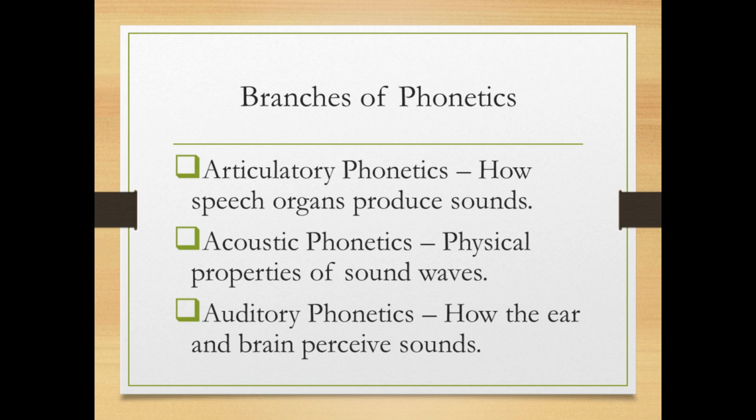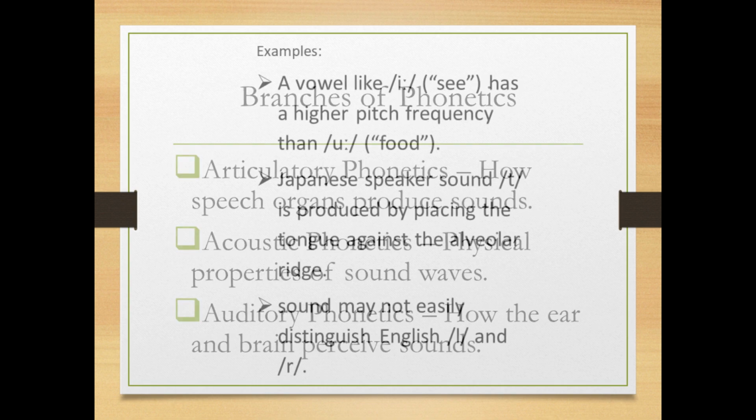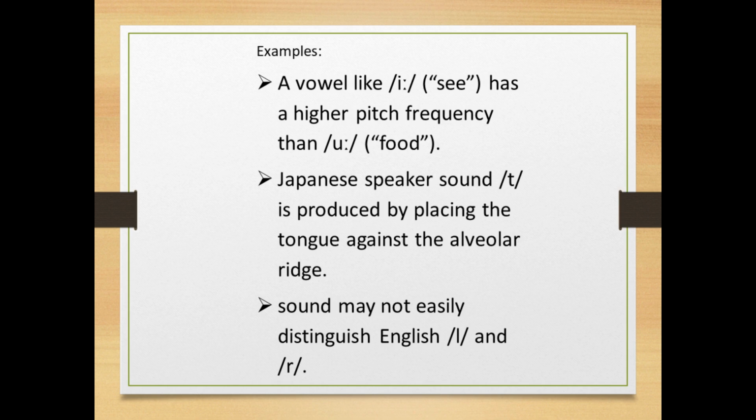Now we have auditory phonetics. This studies how we hear and process speech sounds. It asks questions like how do our ears pick up sound waves? How do we perceive them? How does our brain recognize the difference between sounds like l and r? A good example is that Japanese speakers often find it hard to distinguish between English l and r because their language does not make that distinction.